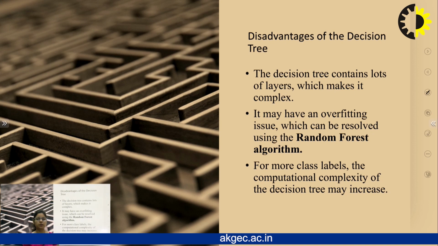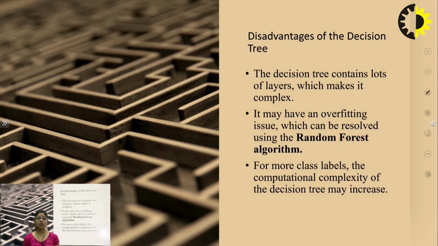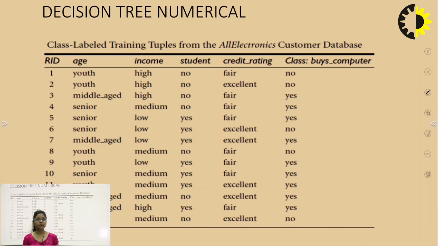Disadvantages of decision tree: the decision tree contains lots of layers, which makes it complex. It may have an overfitting issue, which can be resolved using the random forest algorithm. Random forest algorithm is based on categorical data. For more class labels, the computational complexity of the decision tree may increase.